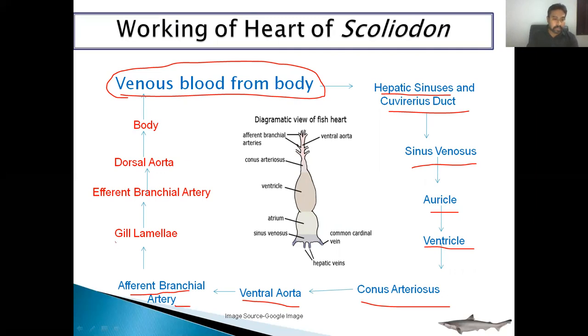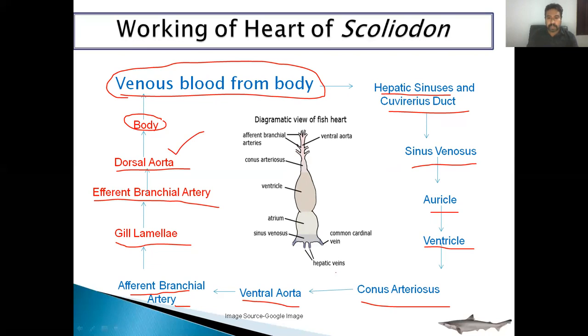and from the afferent branchial artery it goes to the gill lamellae. Now, this gill lamellae we have studied in the respiratory system. The blood collected from the gill lamellae is collected by the efferent branchial artery. The efferent branchial artery collects blood from the gill lamellae. That collected blood is oxygenated blood. So that oxygenated blood goes to the dorsal aorta and is supplied to the body by the dorsal aorta. Now, what is the dorsal aorta? It is the largest artery of the body, which is situated on the dorsal side.